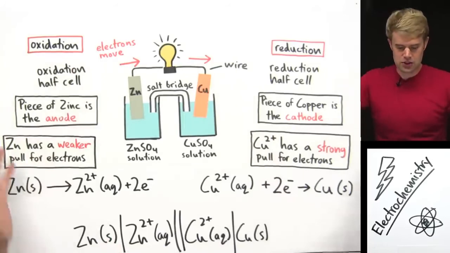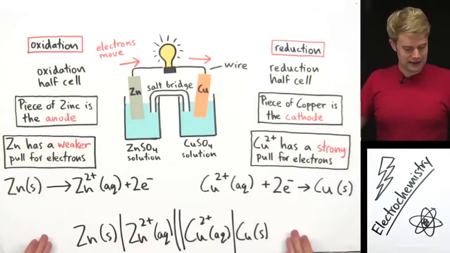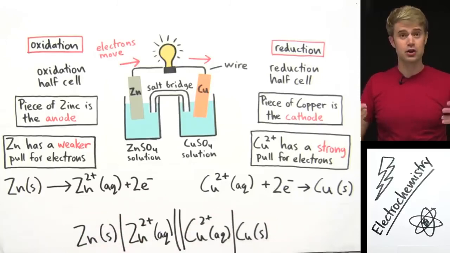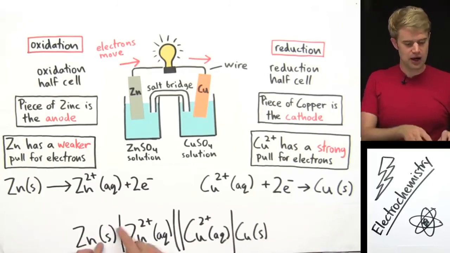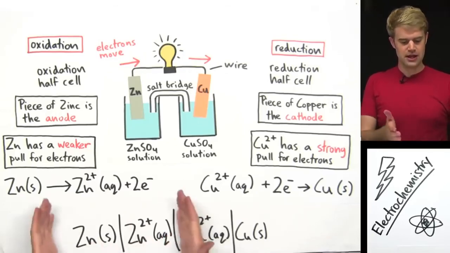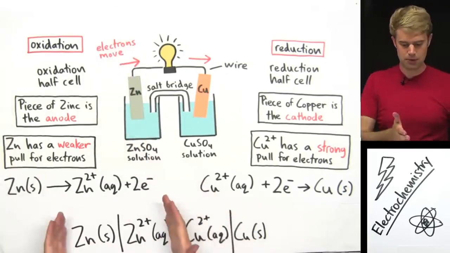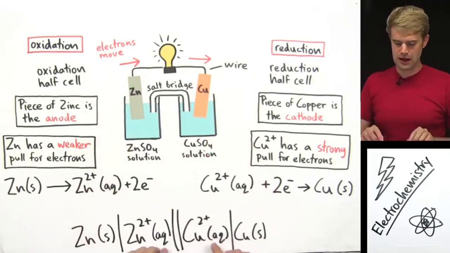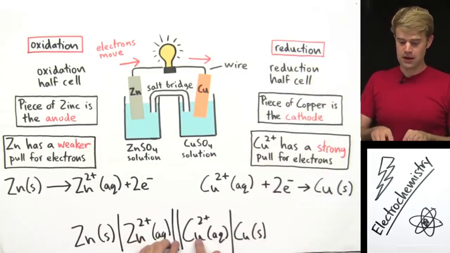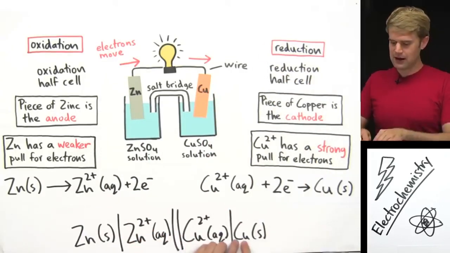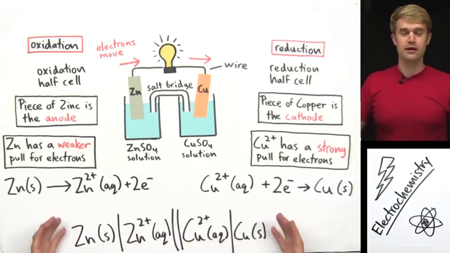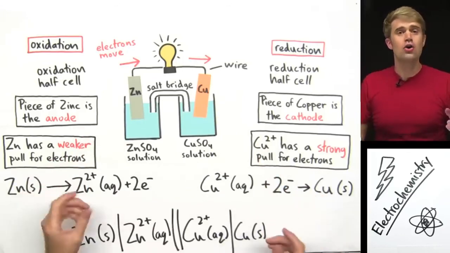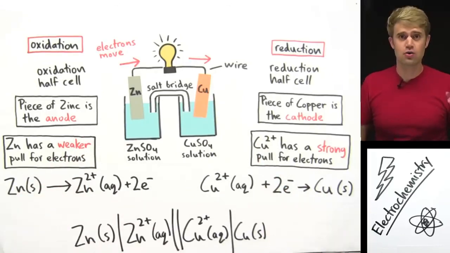And then finally, we can sum all of this up by writing this cell diagram or cell notation, which shows everything that's happening in a shorthand abbreviated form. Zn solid, then a line, Zn2+ aqueous. This shows the oxidation part. Then we have these 2 lines representing the salt bridge or the boundary between these 2 cells. And then we have the reduction part, Cu2+, line giving us Cu solid. So that is how a device like a galvanic or a voltaic cell uses a chemical reaction to create electricity.